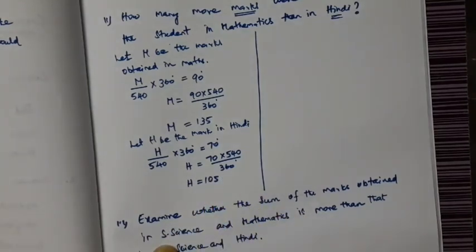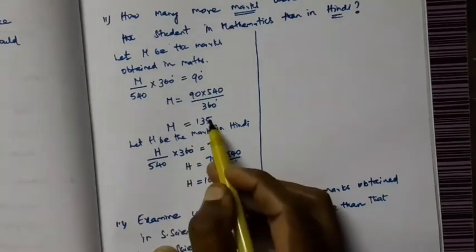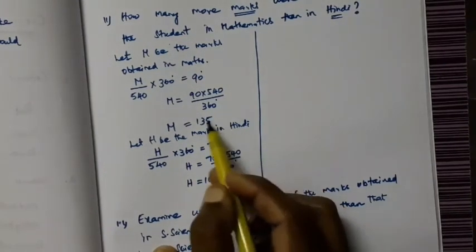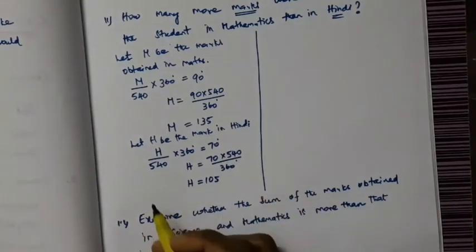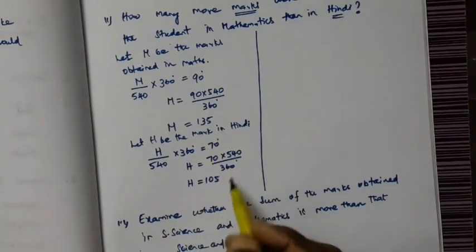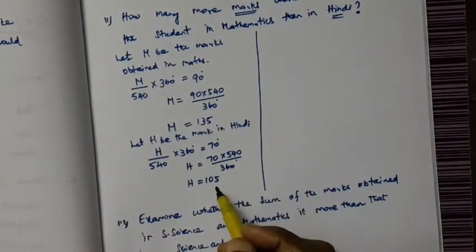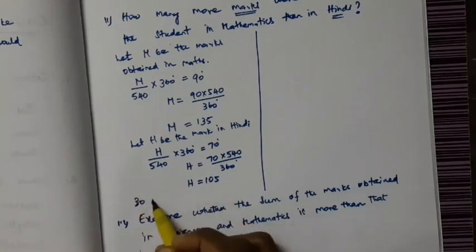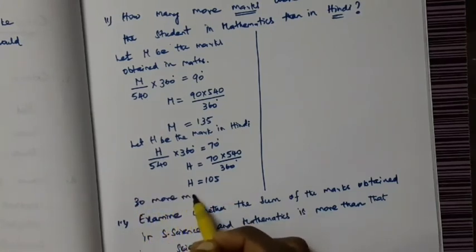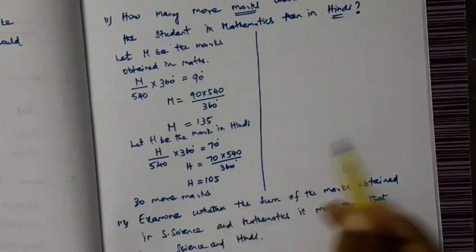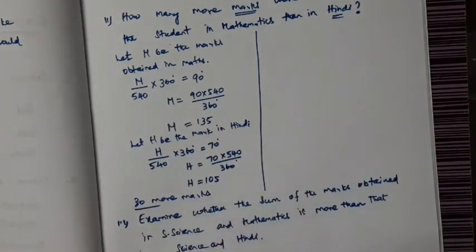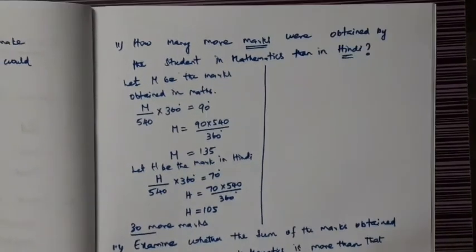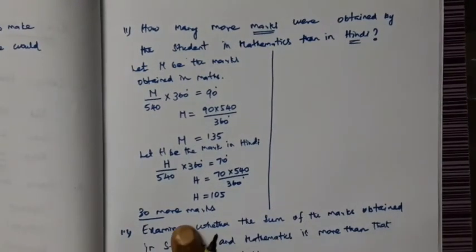This M and H are the marks scored, M for maths and H for Hindi. So what is the difference? 135 minus 105, which is 30 marks. So 30 more marks were obtained by the student in maths when compared with Hindi. This is one way of doing this.